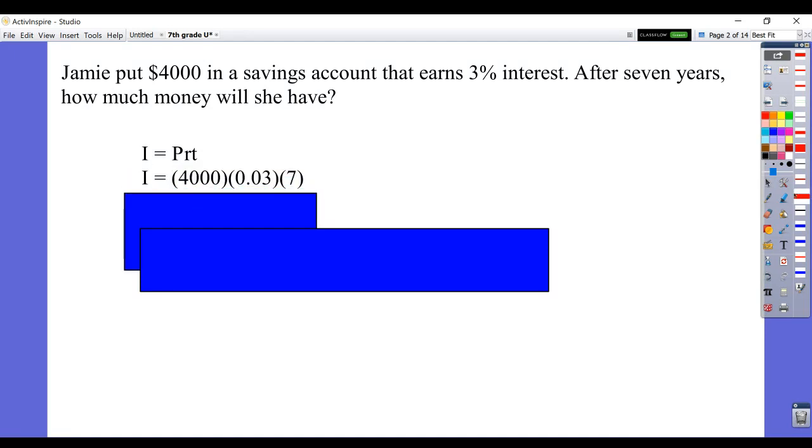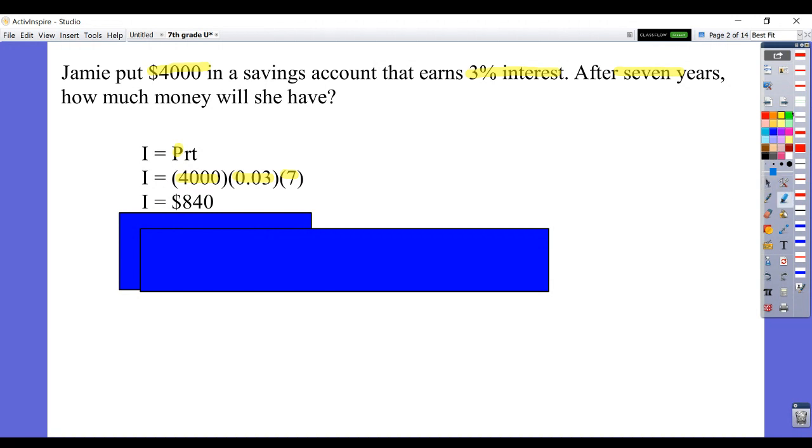So in this situation, $4,000 again will replace the P because that's the amount of money going into the account. The 3% interest rate converted to a decimal is 0.03, because you're moving the decimal point 2 places to the left. And the time is going to be 7 years. When you do that, you're going to find out that she's earning $840 in interest.